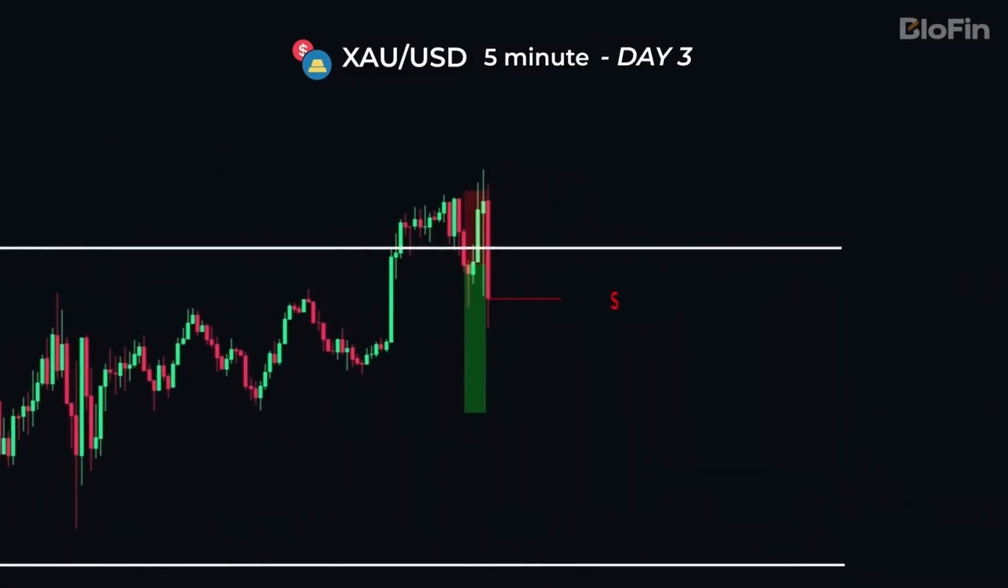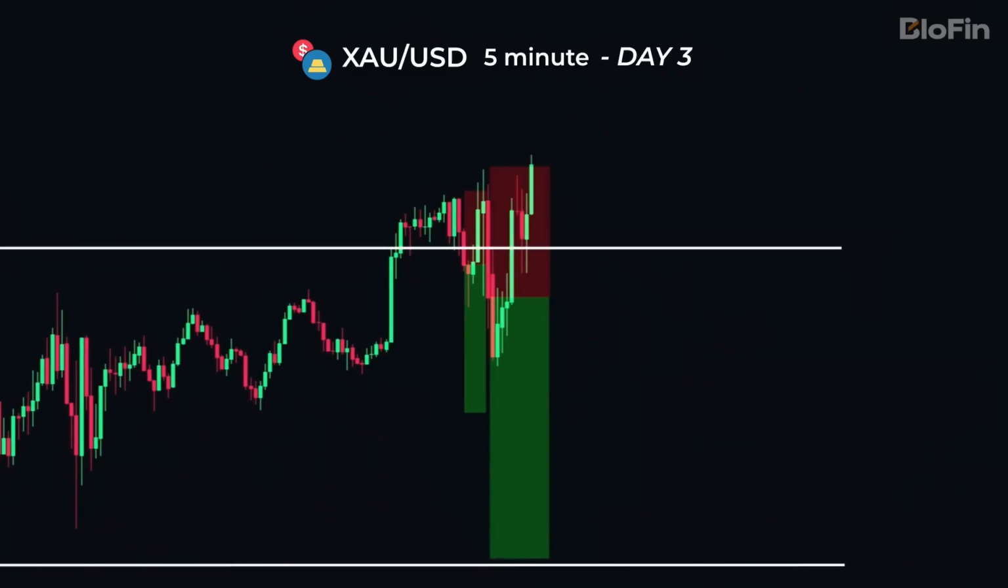Shortly after, price gave another short setup. Stop loss at the highs, take profit at 2 times risk. Price hit the stop loss again, so that's another 1R loss.